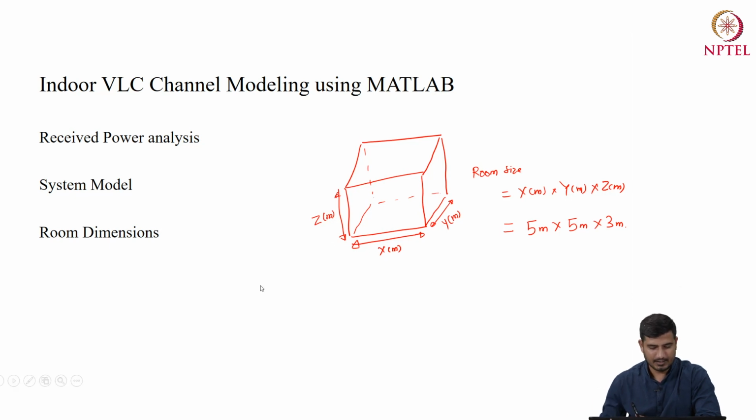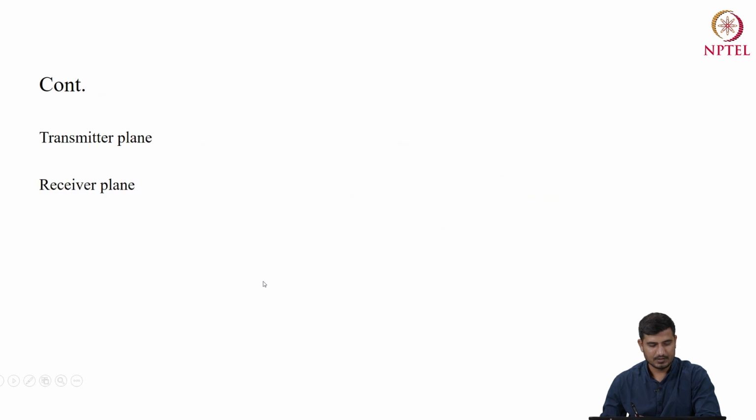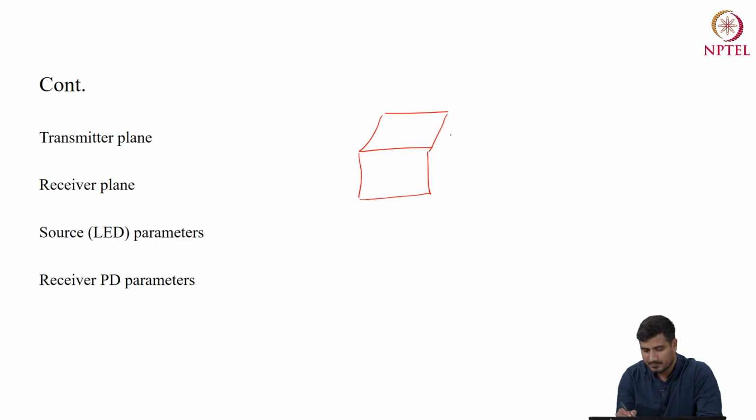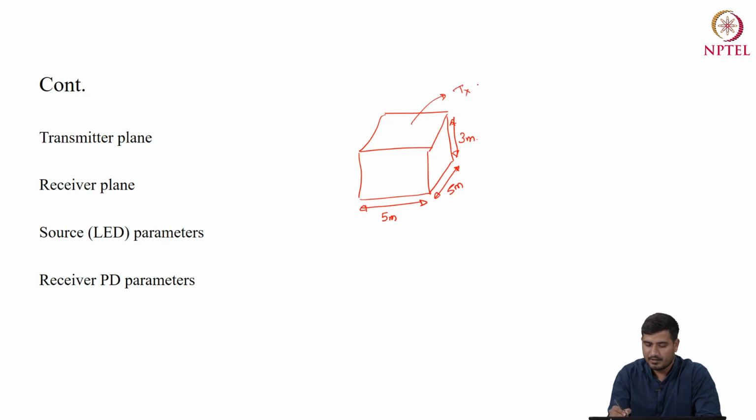The second thing that is necessary is the transmitter plane, receiver plane, source LED parameters, and the receiver PD parameters. By transmitter plane, like I have shown you earlier, suppose this is a room size, again with the dimension mentioned earlier, 5 meter and height of 3 meter. We are going to deploy LEDs on the ceiling. So this ceiling is our transmitter plane.